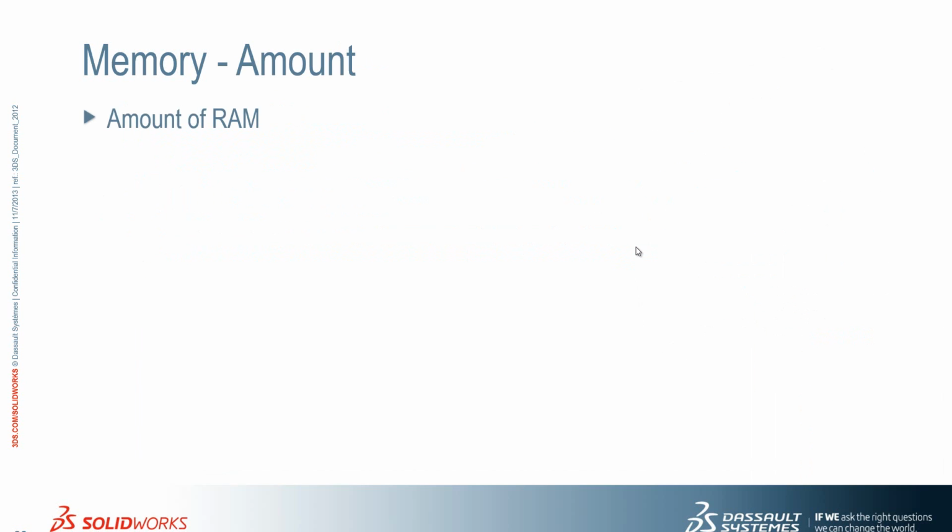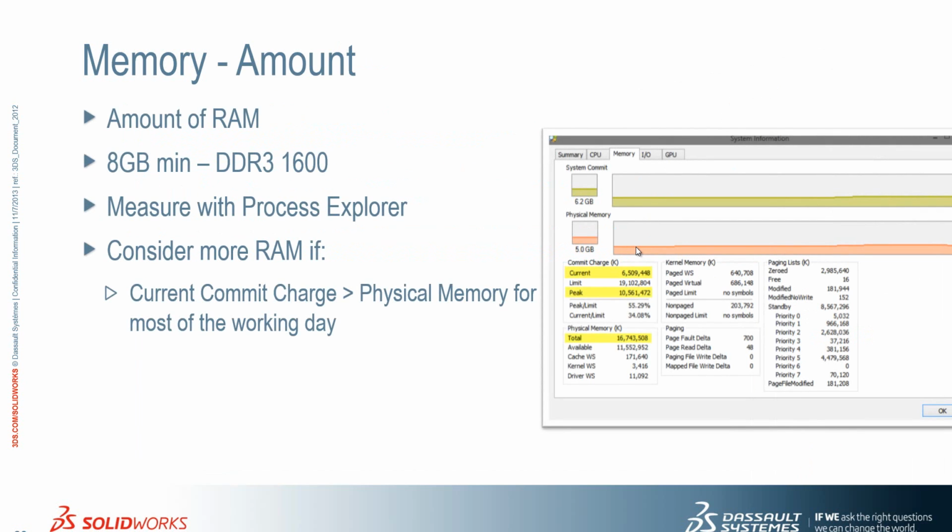The amount, how much should I be using? I'd always recommend a minimum of about 8 gig. Again, DDR3 1600. You can actually measure how much RAM you're using in Windows. If you go to Task Manager, there are a number of different ways you can do this. If you hold down Control Alt and Delete and then go to Task Manager, you get the processes screen, and on that you can have a look at memory and see how much it's using.